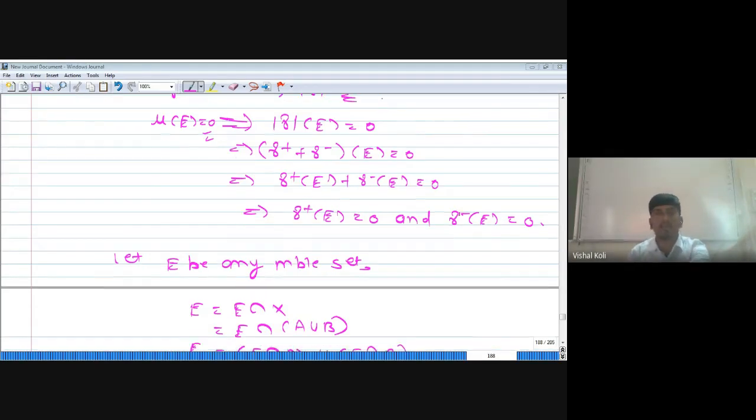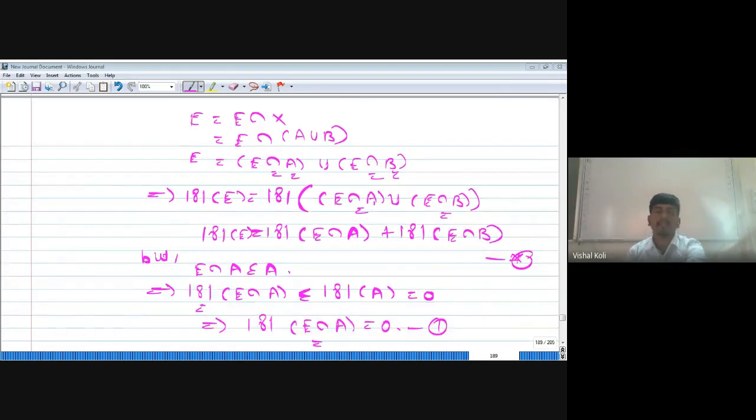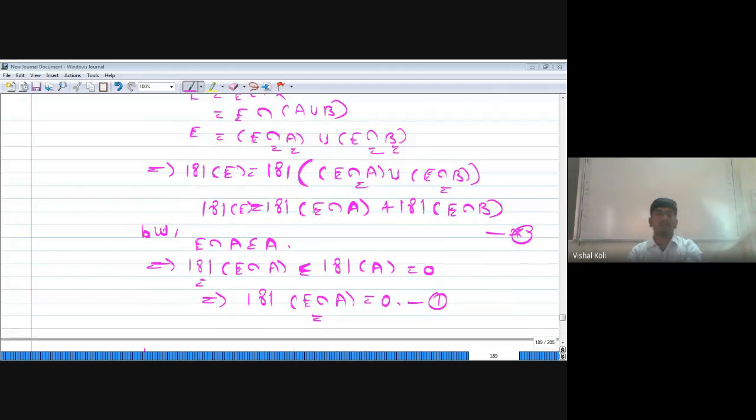After that, choose any arbitrary measurable set E. We can write that E as E intersection X, but X is nothing but A union B. E intersection A union E intersection B. As A and B are two disjoint sets, then these two sets are again disjoint. Therefore total variation of gamma of E is nothing but total variation of gamma of E intersection A union E intersection B. As these are two disjoint sets, then it is nothing but the finitely additive property. Then modulus of gamma of E intersection A plus modulus of gamma of E intersection B.